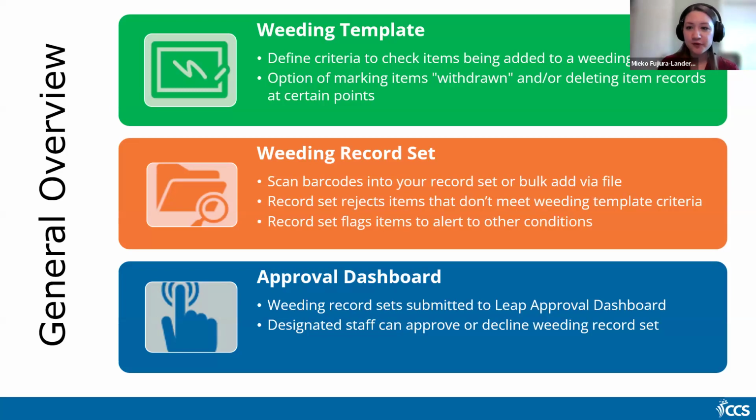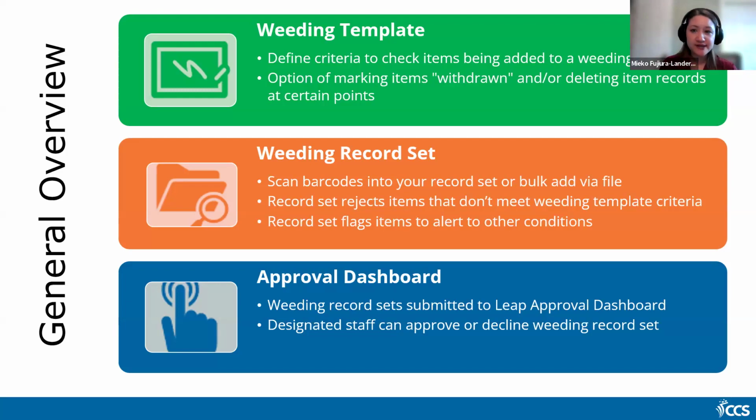The item won't be eligible for weeding, right? So it's going to reject items that don't match your weeding template criteria. The record set may also flag other types of items based on those template settings, right? So it may accept those items into the record set, but just throw up an alert.